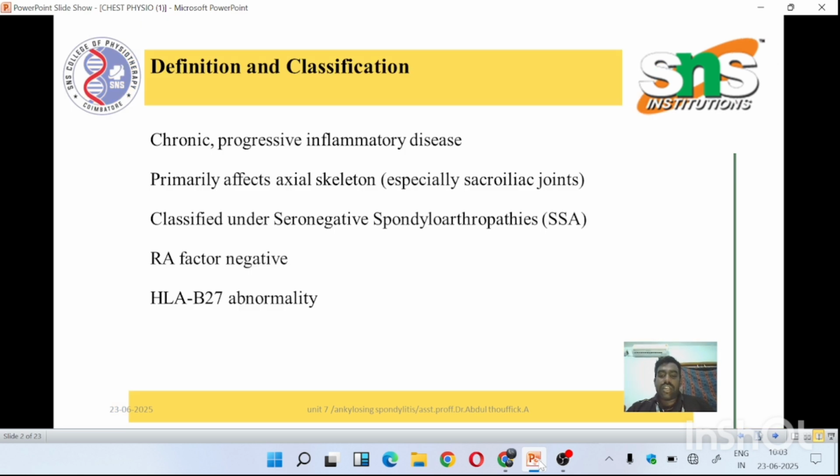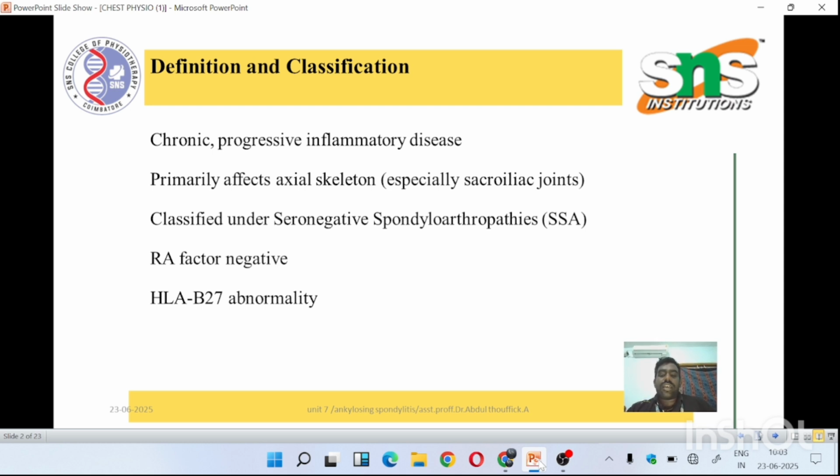First, ankylosing spondylitis is a chronic progressive inflammatory disease that primarily affects the axial skeleton. It comes under the category of seronegative spondyloarthropathy, meaning the rheumatoid factor is absent. It is closely linked to the HLA-B27 gene abnormality, which is present in more than 85% of cases.